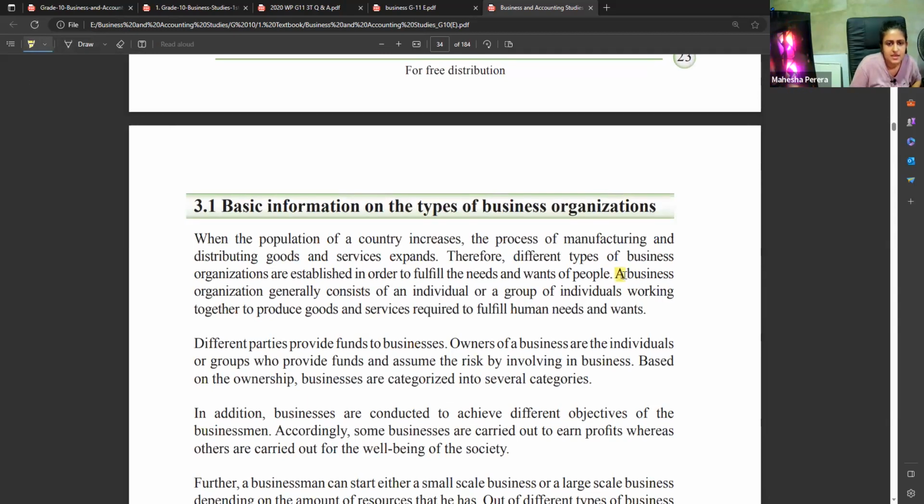Follow the words. A business organization generally consists of an individual or a group of individuals working together to produce goods and services required to fulfill human needs and wants.